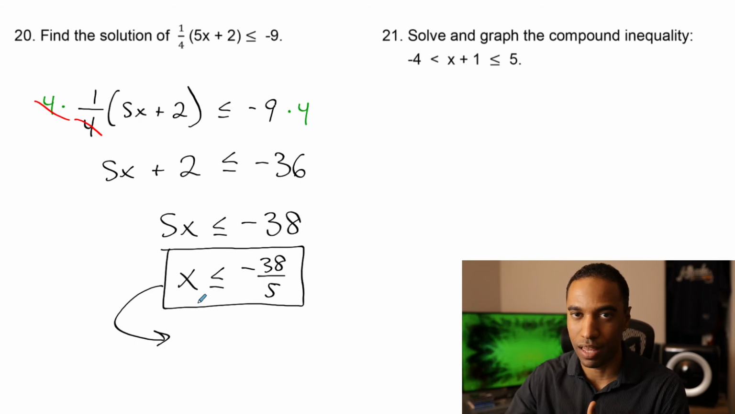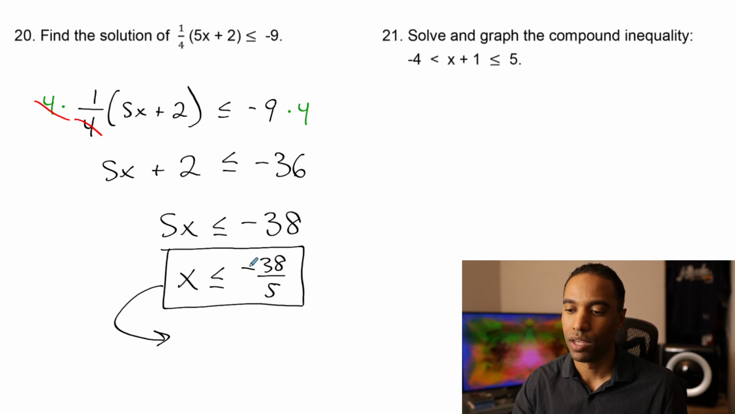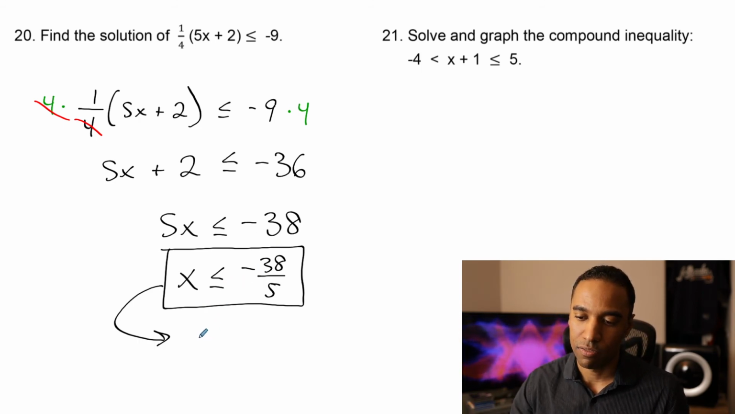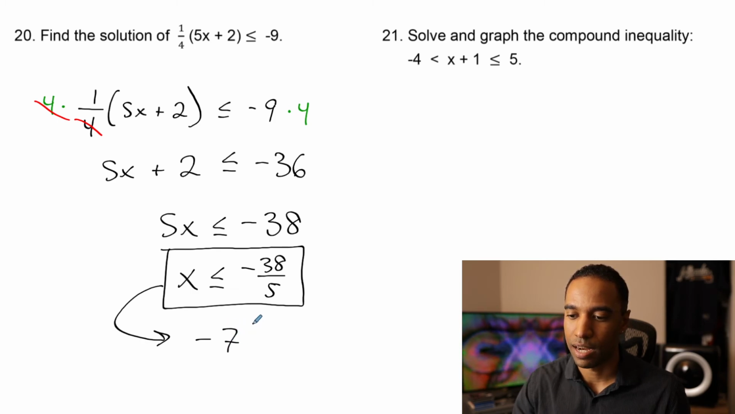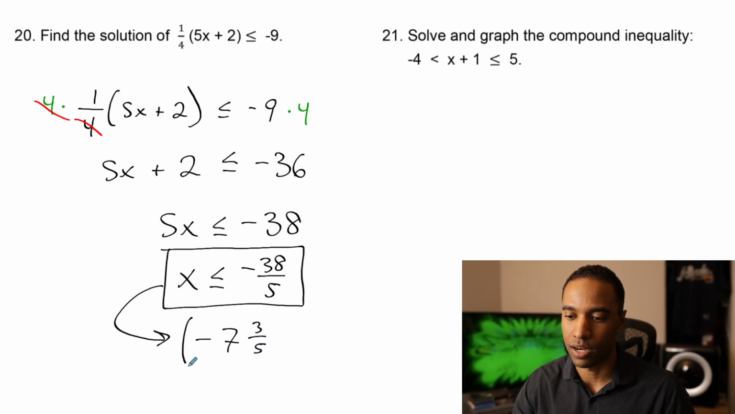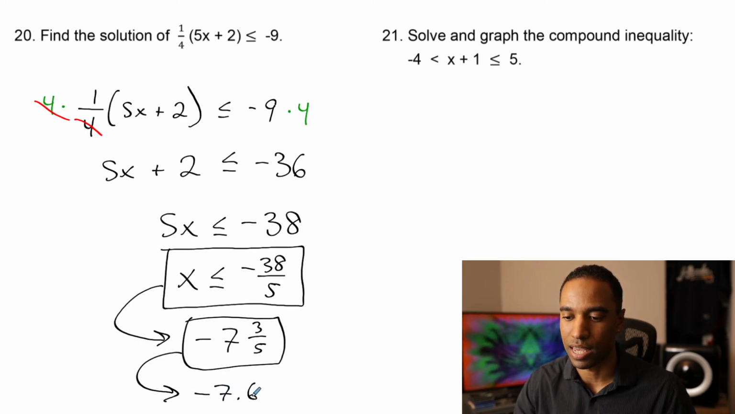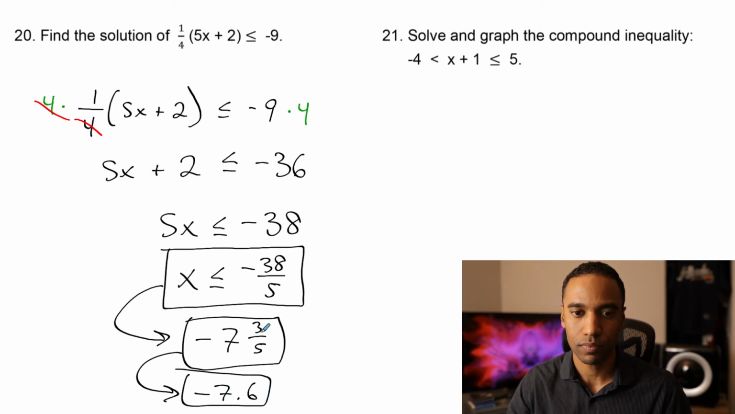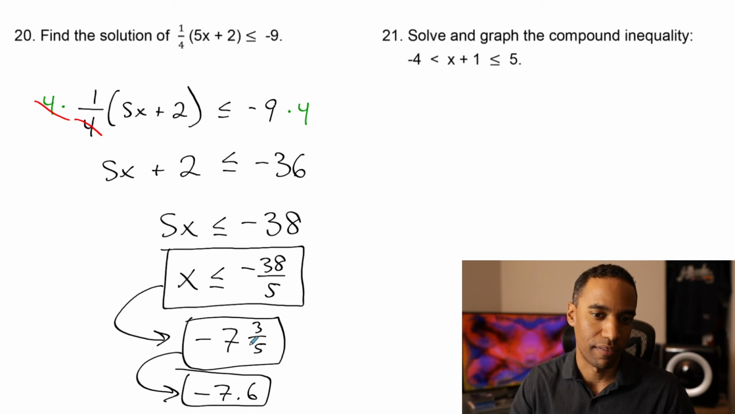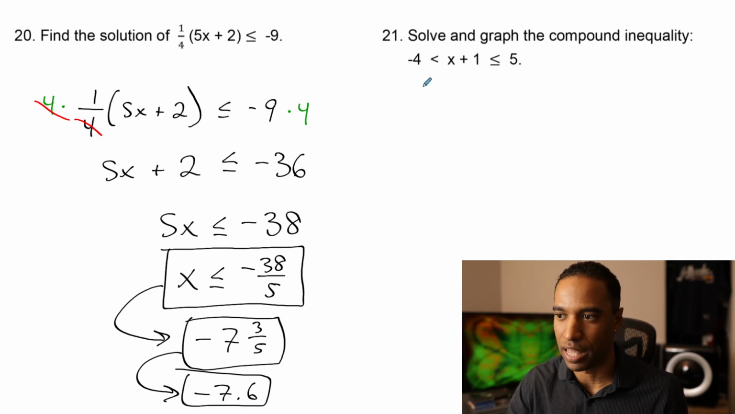And then there are 3 left over, because 7 times 5 is 35, plus 3. This is a negative, so -7 and 3/5 right here. As a decimal, that's -7.6 exactly right there. So different versions of that. If you graphed it on a number line, it's between -7 and -8.